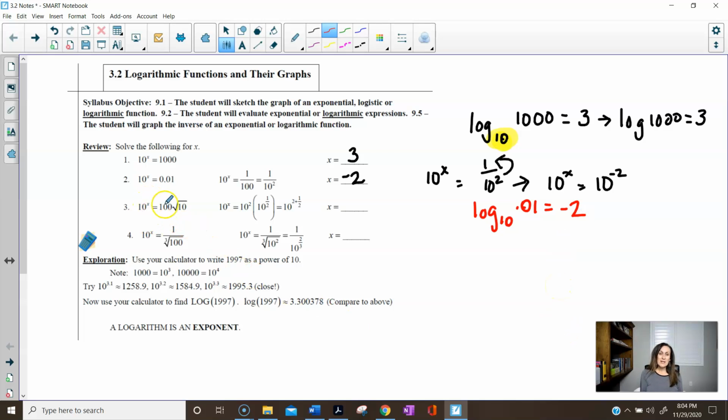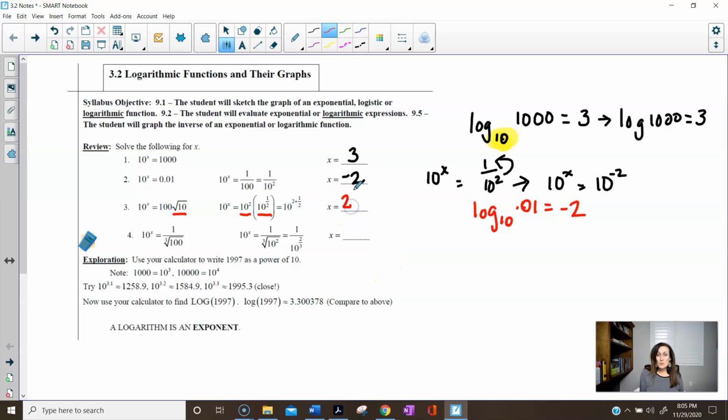10 to what power is equal to 100 root 10? So we're going to do a little bit of simplifying. 100 is the same thing as 10 squared, and the square root of 10 is the same thing as 10 to the 1/2 power. So remember our property of exponents, which we will use because a logarithm basically is an exponent. We would add these when multiplying. So 2.5 is going to be your power. And so 10 to the x equals 10 to the 2.5. So what does x equal?